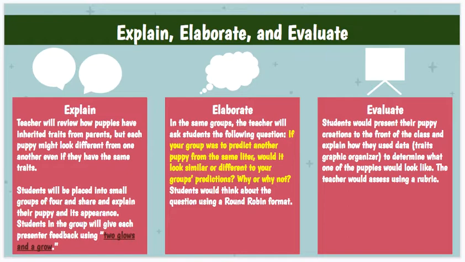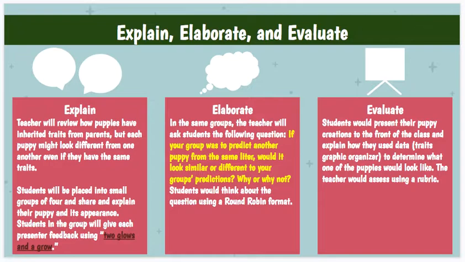Then students will be placed into small groups of four, and they're going to share and explain their puppy and its appearance. And students in their group will give each presenter feedback using two glows and a grow. So the teachers would give them sentence stems. So maybe for the two glows, they have to say something like, I really like blank, or I think the best thing about your puppy is blank. And then maybe a grow sentence stem might be something like, next time, maybe you can blank, just so that then students don't feel as intimidated or nervous to share their work and just to provide an overall positive learning community.